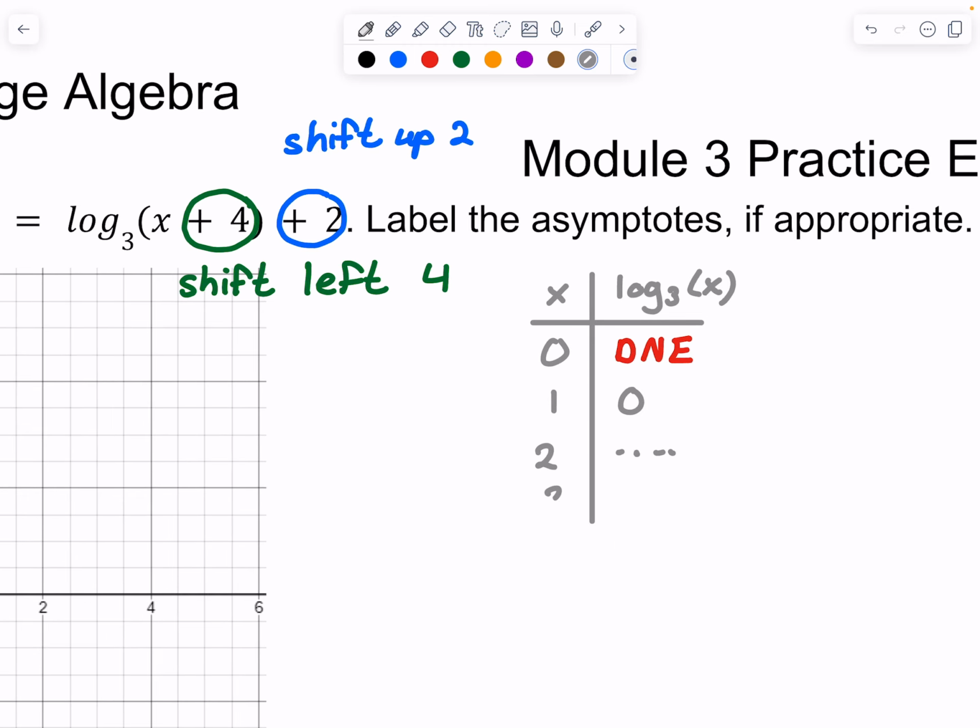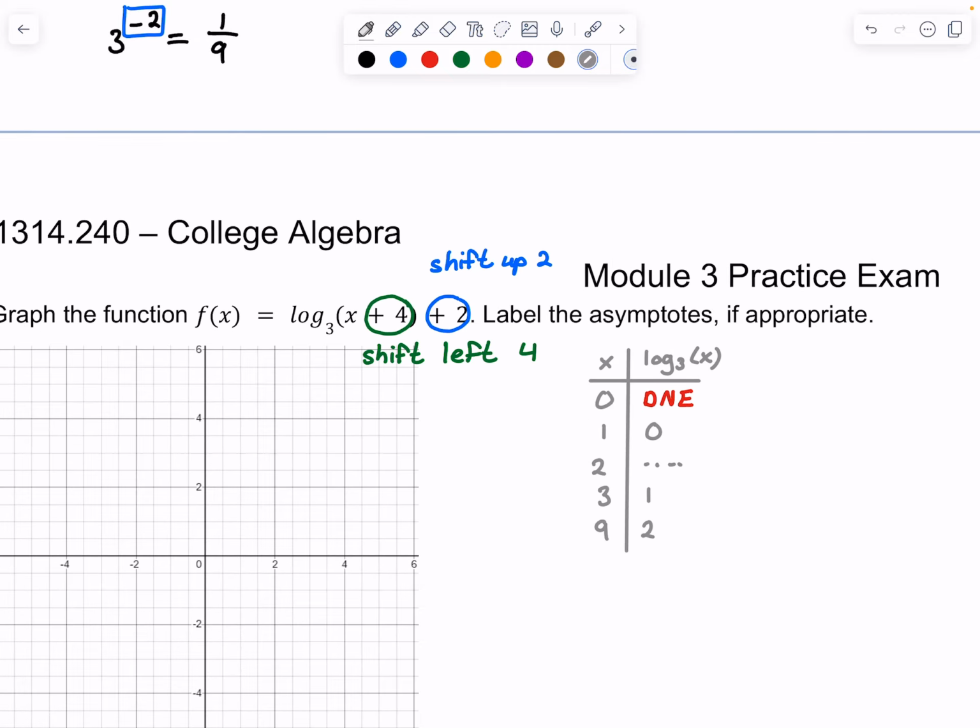The next easy one is going to be 3, because what power do you have to raise 3 to in order to get 3? Well, that's just 1. And then one more that might be easy. It's not really on this graph, but you could do it, but it's 9. What power do you have to raise 3 to in order to get 9? And the answer is 2.